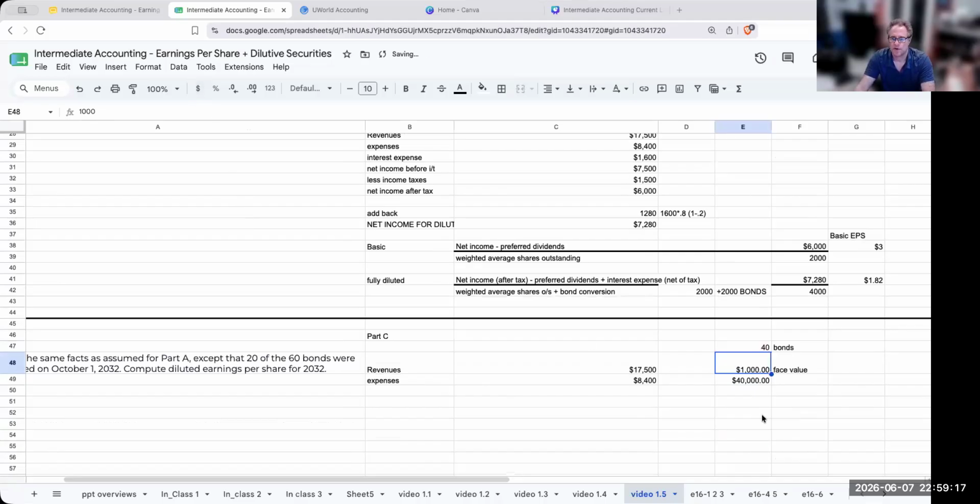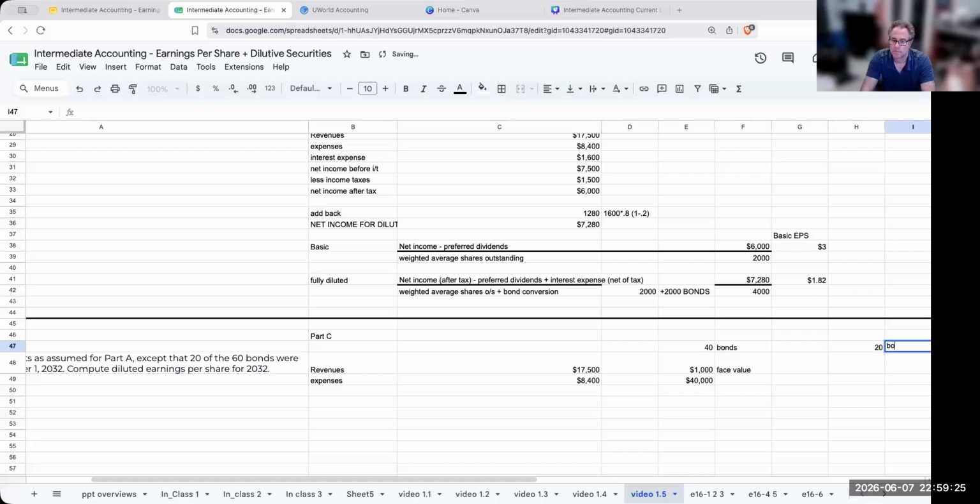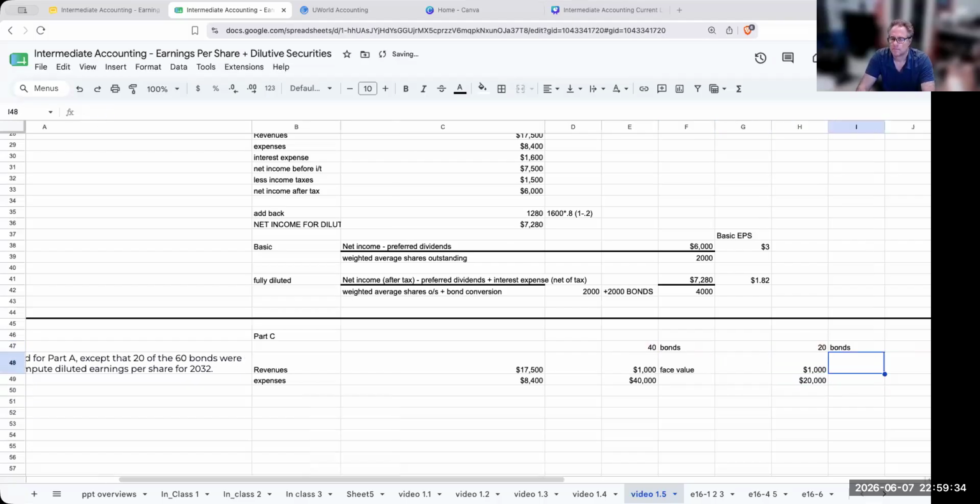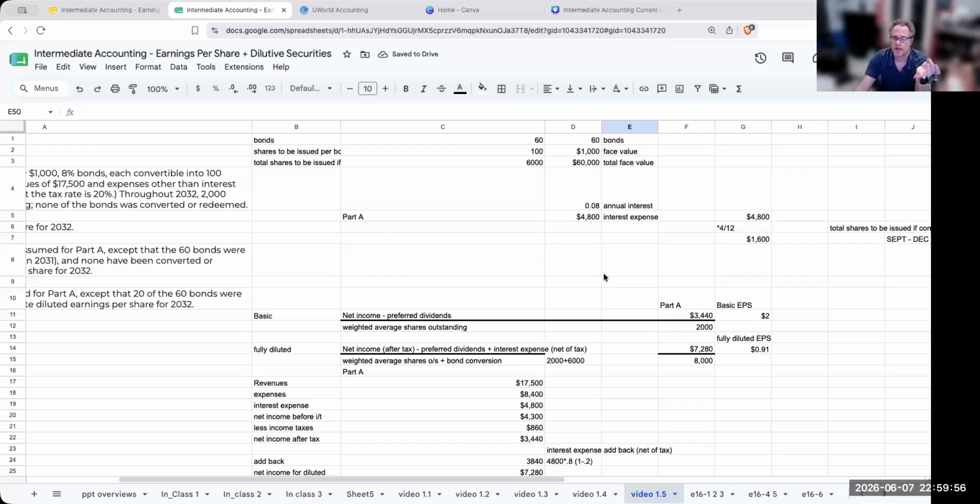So I have a total here of $40,000 of bonds. And at the same time, I have 20 bonds at $1,000 face value, for a total of 20,000. So this was outstanding the full year, and this was redeemed, converted on 10/1/32.